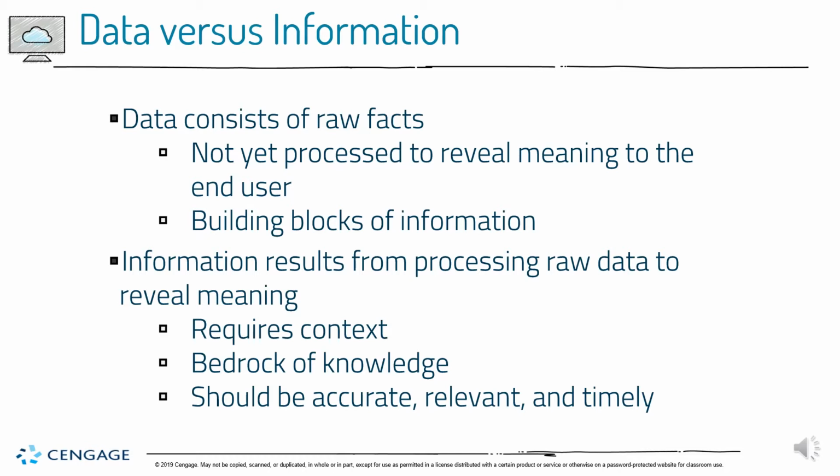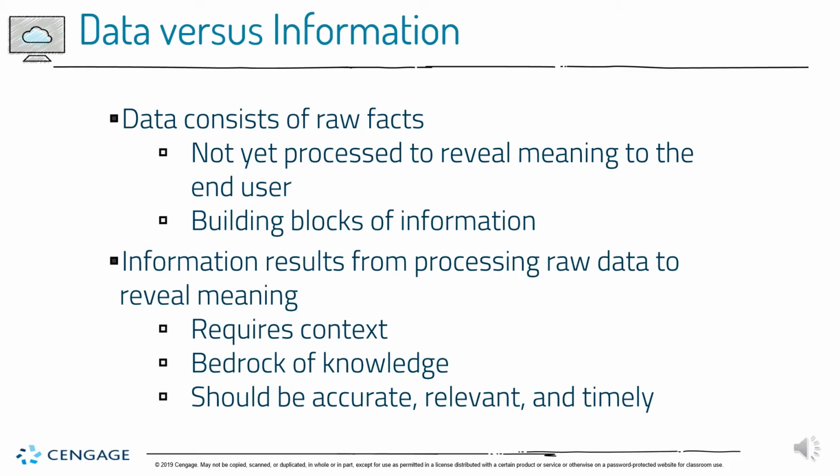Data consists of raw facts. The word raw indicates that the facts have not yet been processed to reveal their meaning. Information is the result of processing raw data to reveal its meaning. Data processing can be as simple as organizing data to reveal patterns or as complex as making forecasts or drawing inferences using statistical modeling. To reveal meaning, information requires context.